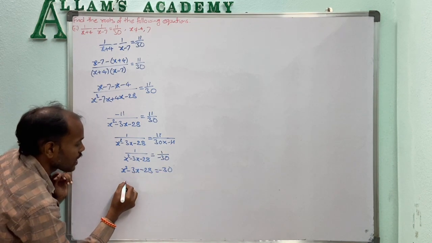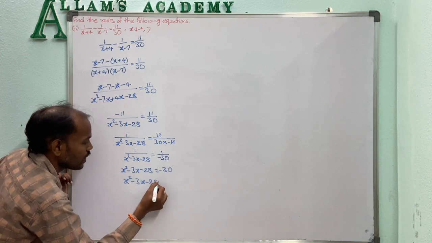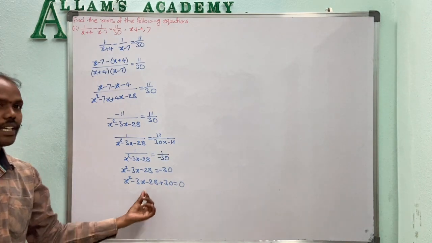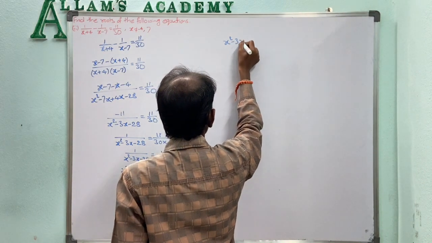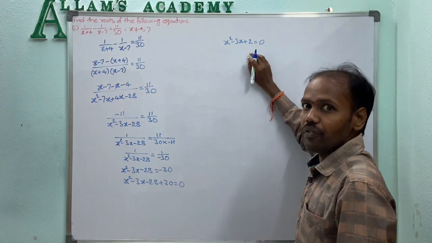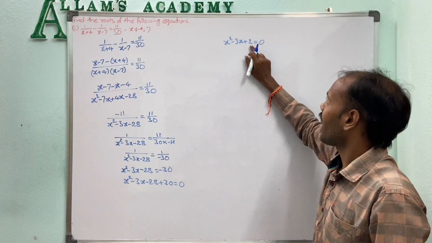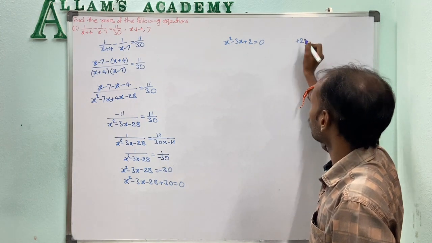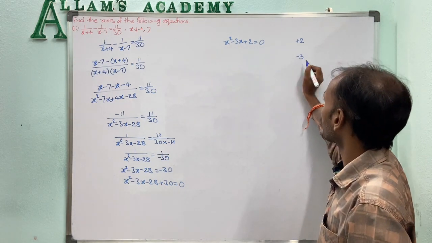Now minus 30 transferring this side, that is plus 30. x square minus 3x minus 28 plus 30 equal to 0. Now 30 minus 28 is nothing but 2. So x square minus 3x plus 2 equal to 0. So here we find the x value. The x square coefficient is 1 and the constant term is 2. So by product we want to get plus 2, and by addition, the x coefficient is minus 3, we want to get minus 3.